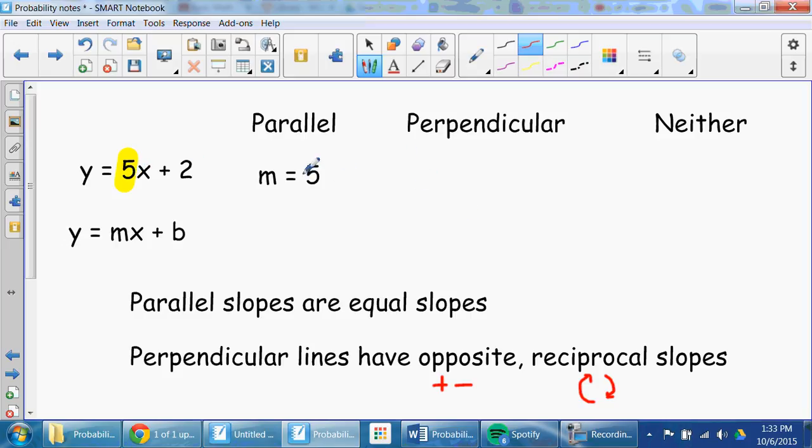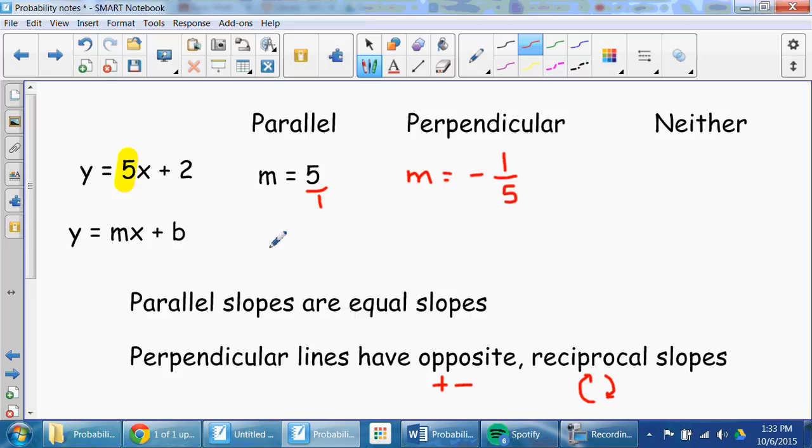So it needs to be opposite reciprocal. If it's positive, then my slope now needs to be negative. So m would equal a negative for sure. And then if I flip this 5 over 1, it would be negative 1/5 as a perpendicular slope.